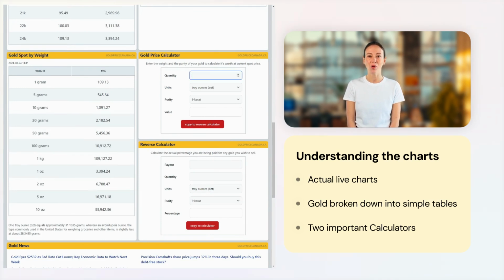And in the ninth panel, we have a simple calculator that shows you exactly how much your gold is worth, no matter the weight or carat. And in the 10th panel, we also give you a reverse calculator that shows you the percentage of the payout for any offers on your precious metals. And if you want to display this website at your store, try showing it with the display in portrait mode for optimum readability.